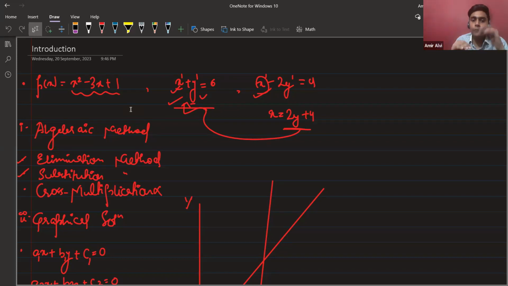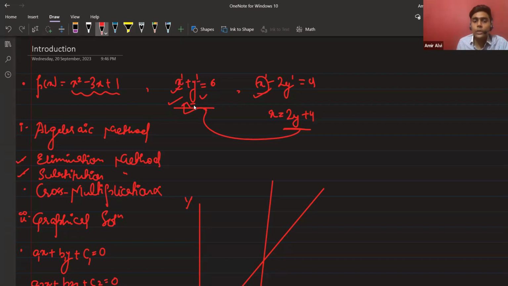But at this point of time, we are solving linear equations. The power will be 1. But we are taking two variables, so both the powers of the variables will be 1. As you can see, x plus y equals 6. It's a linear equation, and both the powers of the variables are 1. Yes or no?